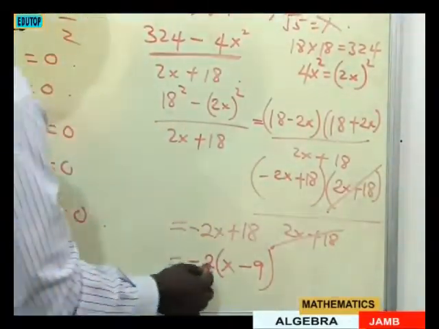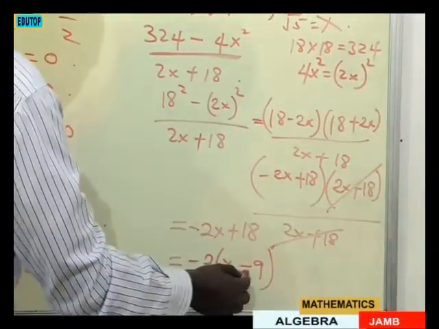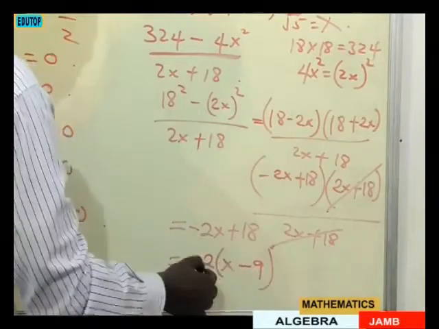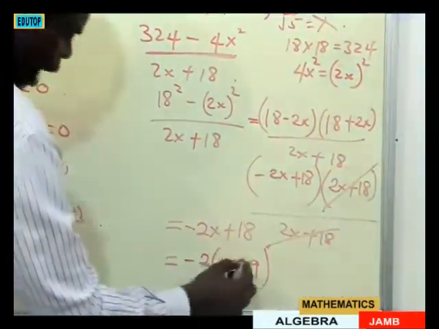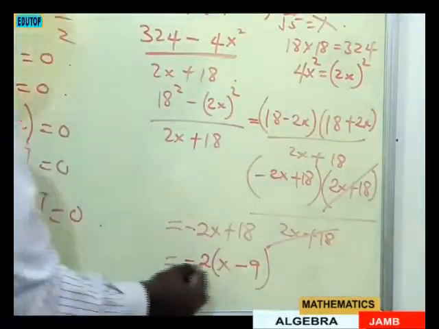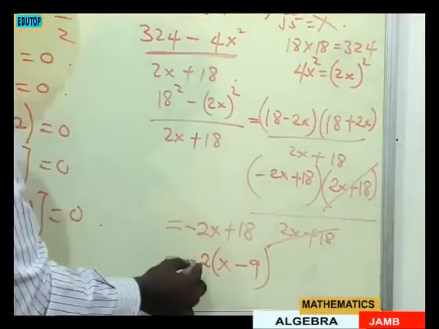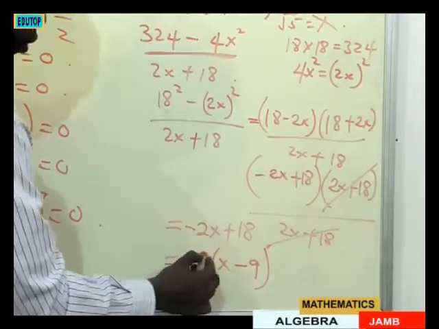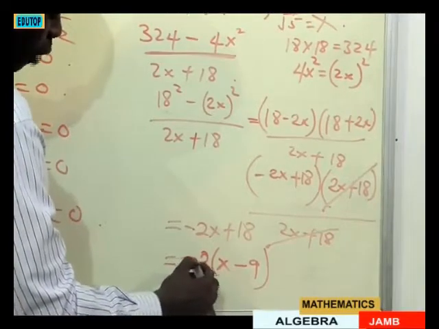So let's see, minus 2 times x minus 2x, minus 2 times minus 2 times minus 9, minus times minus is plus, 2 times 9, 18. You can see that now. But if I had put plus here, minus times plus will be minus, and the fundamental principle of mathematics will be violated.